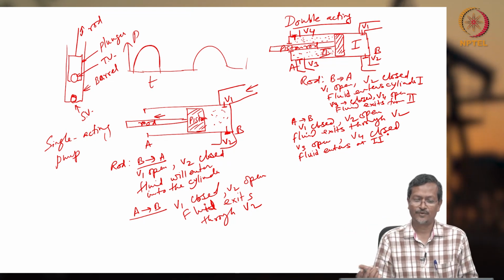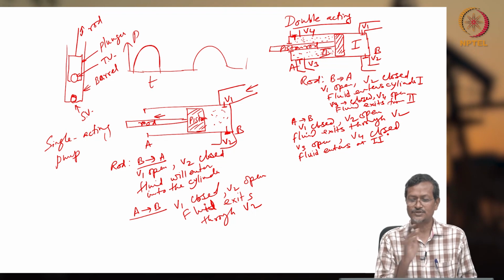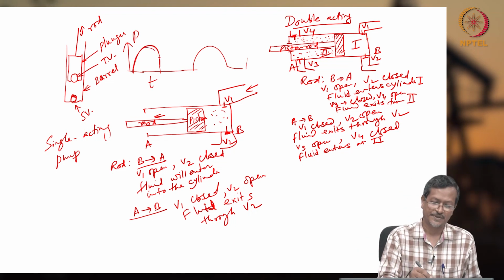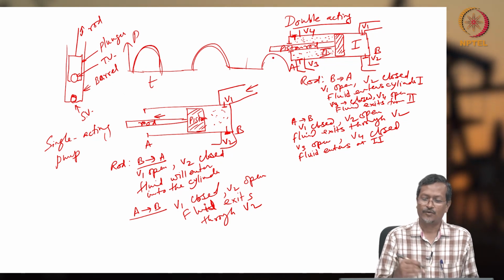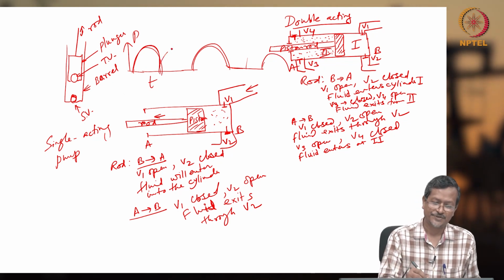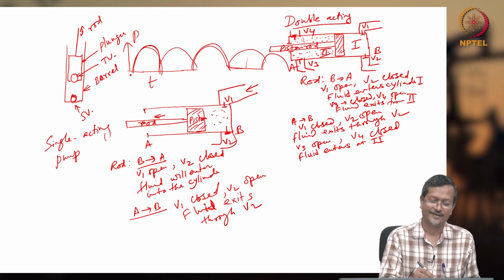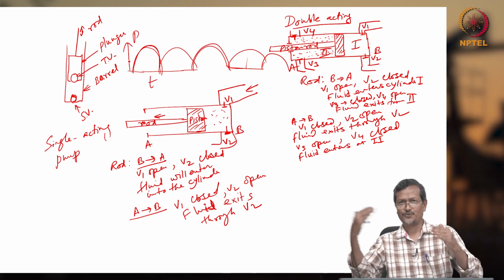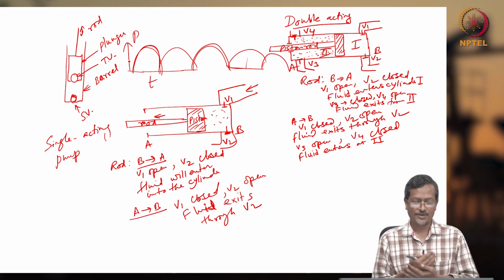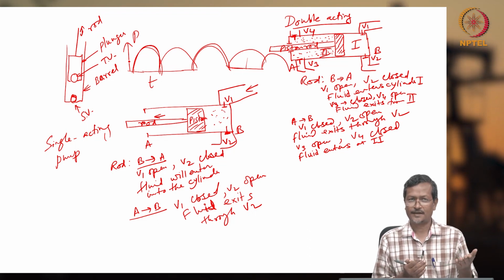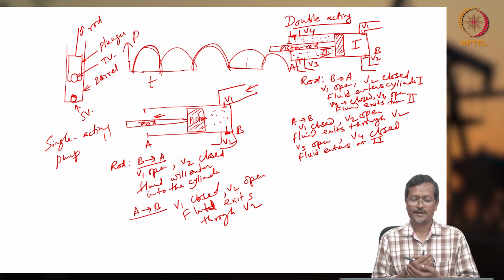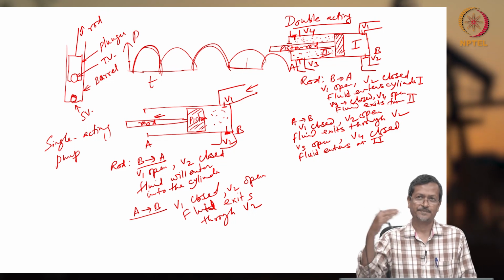So what is happening now? Let's say sequence 1, A to B, I am getting a pressure pulse like this. Okay, you see the pressure pulse on the screen. Now when B to A, I am getting a pressure pulse like this. So my pressure pulse becomes almost smooth. Now this is double acting, and single acting they sometimes call simplex. If you have multiple cylinders, then that pressure pulse can be smooth also.